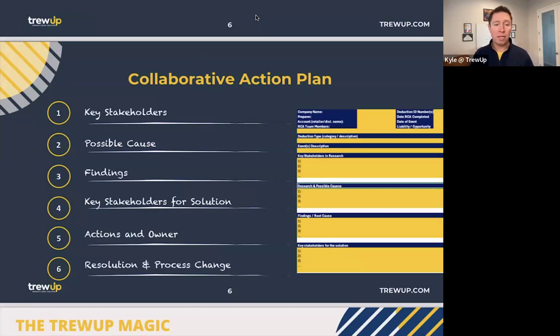This can be internal and external. Who is going to be the owner? And then what are the actions we're going to take? And then 6, finally, is what's the resolution? Of course, we want to continue to report on how this played out so that for future, we can change process, or we know that that process was a success, we can repeat it, and we can ensure that we're maximizing every trade spend dollar that we're spending out in the market.